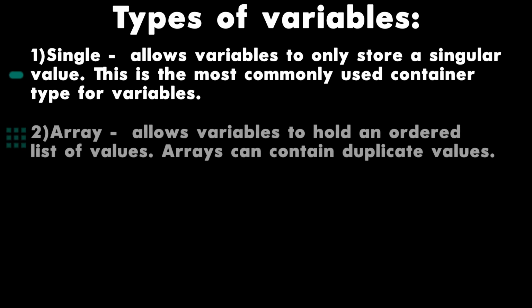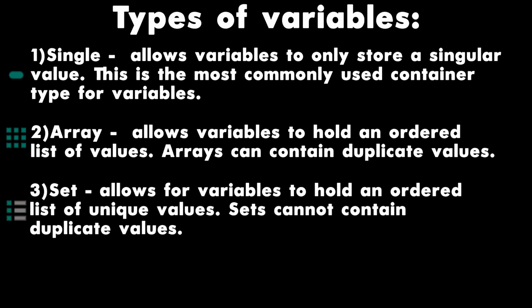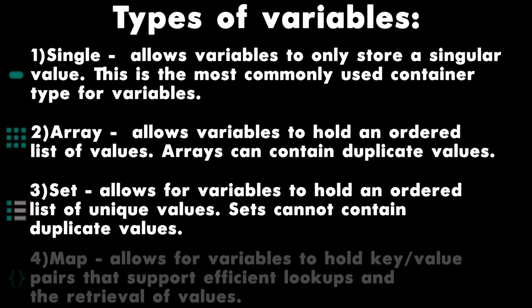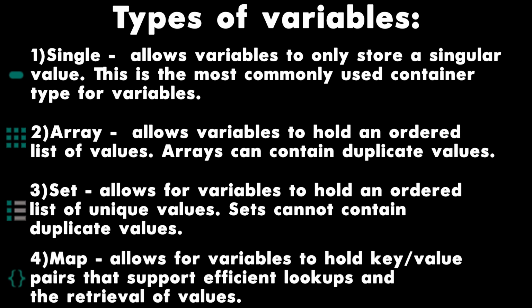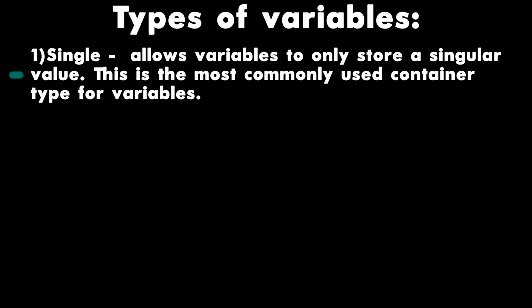Second type, array, contains multiple values of a given variable type from 0 to some other number. It can contain duplicate values. Third type, set. Set is the same as array, but set contains only multiple unique, non-duplicative values. Fourth type, map, contains paired values and it's used for creating an inventory. But in this video we will learn only single.